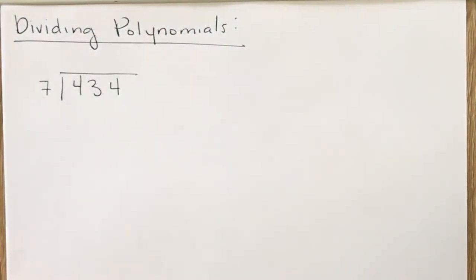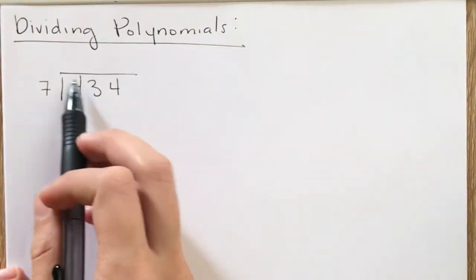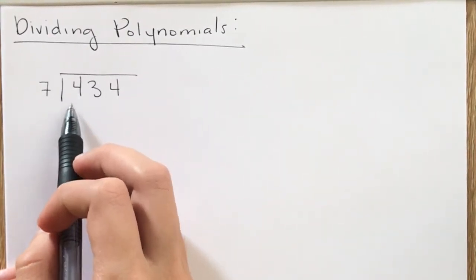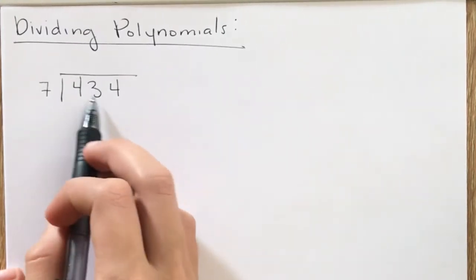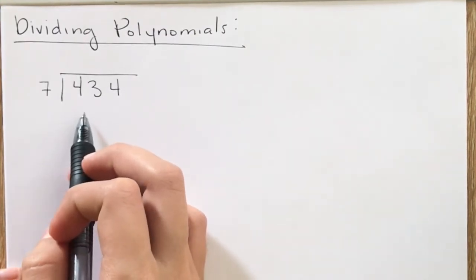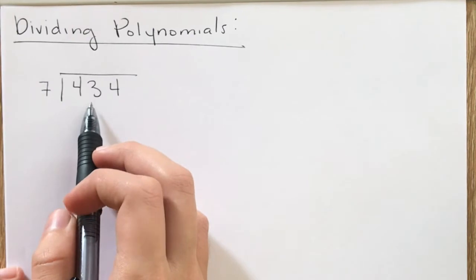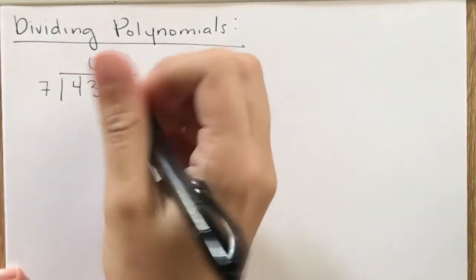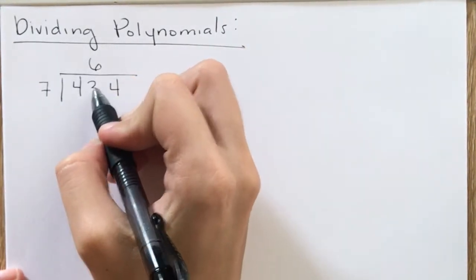What is the first thing we do when we use long division with integers? Well, we want to check the first digit and see if we can divide by 7. We can't divide 4 by 7, so we move to the second digit, and we look at this as 43 now. How many 7s can we fit into 43? Well, 7 times 6 is 42, so 6. We place that 6 above the 3, because we had to include the second digit here.